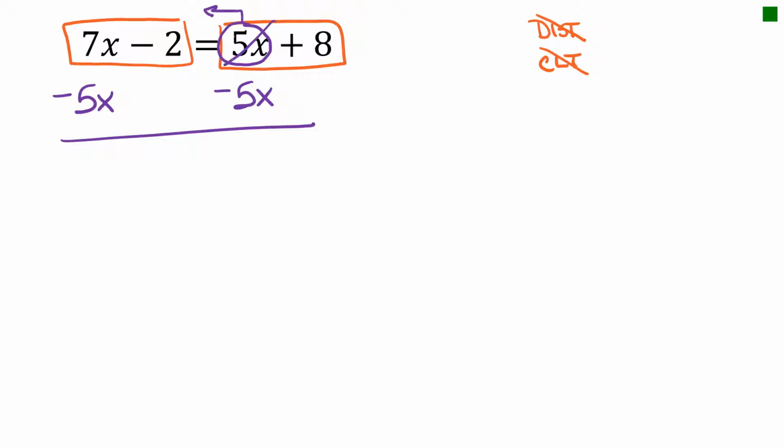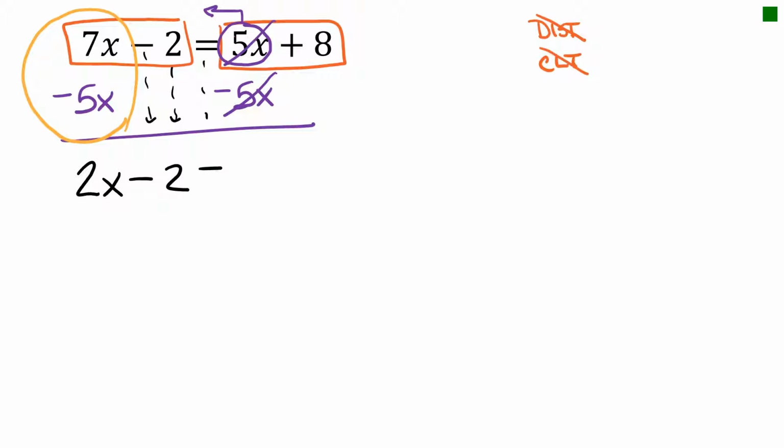Check over here, positive 5x, negative 5x cancel. Over here, I'm looking up and down at 7x minus 5x. And when I take 7x minus 5x, I get 2x. I haven't touched the minus, haven't touched the 2. There's an equal sign. Those are gone, so it equals 8. Voila! You now have a two-step equation.